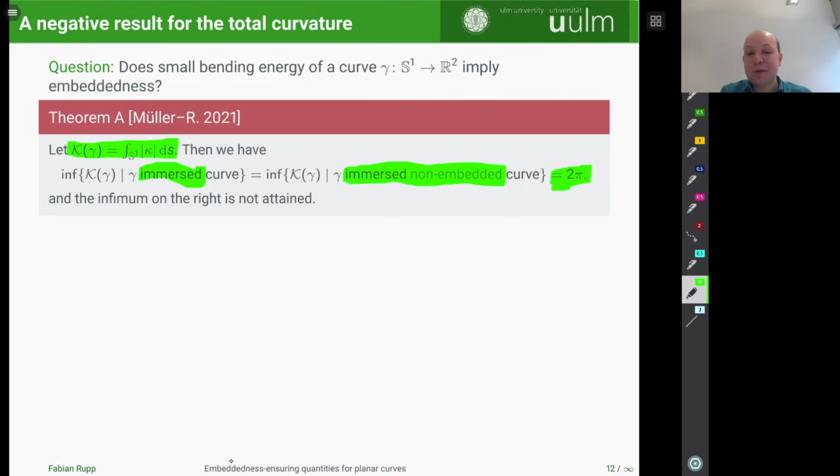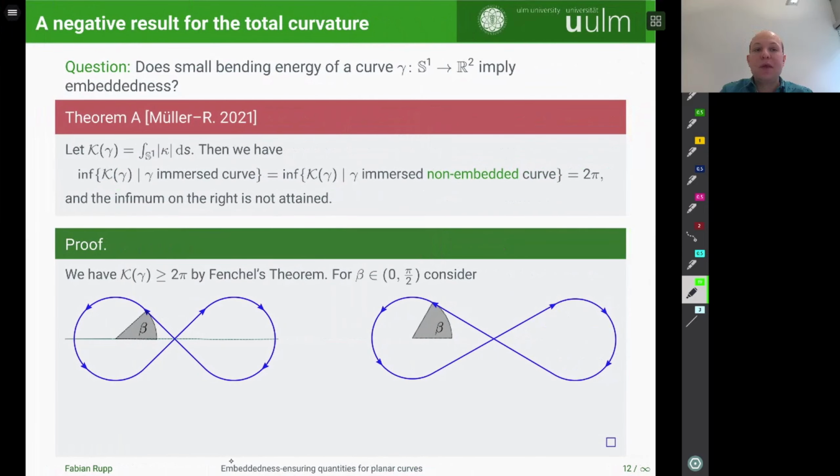Okay, so let me give you a sketch of the proof. Actually we always have that the total curvature is larger than or equal to 2 pi. This is Fenchel's theorem, which we discussed briefly before. And what we do now is we make a construction of a curve which is non-embedded, but such that its total curvature approximates 2 pi, converges to 2 pi from above.